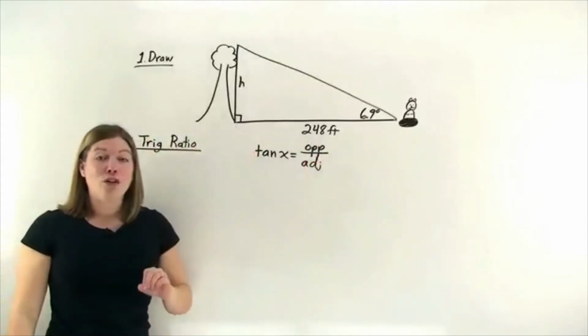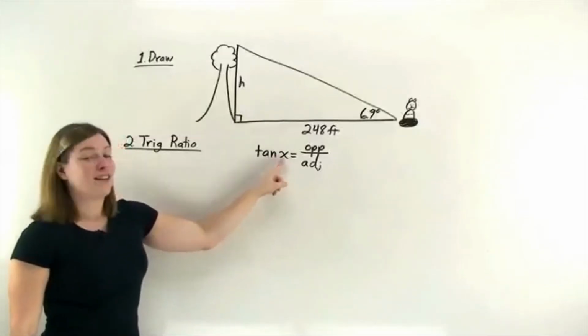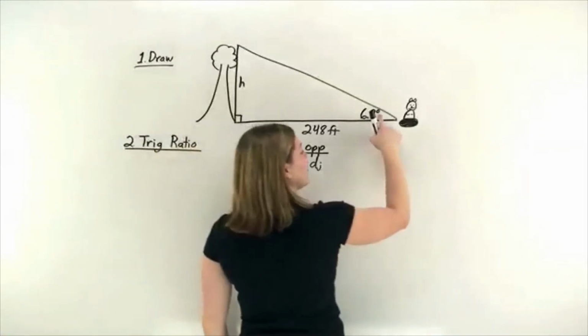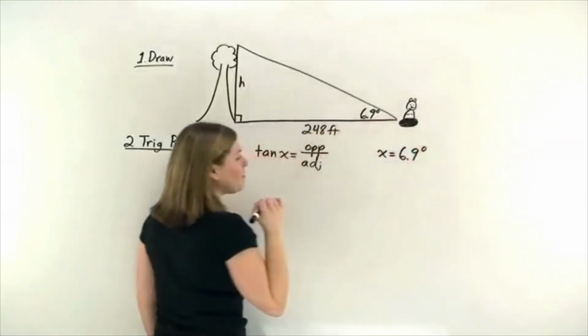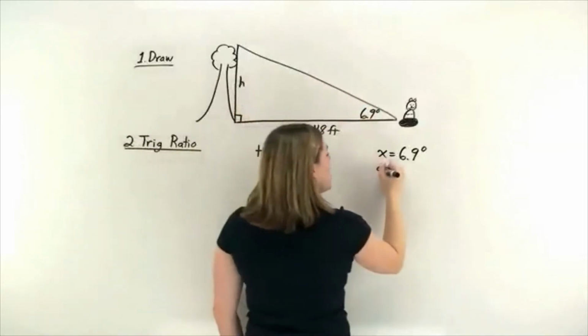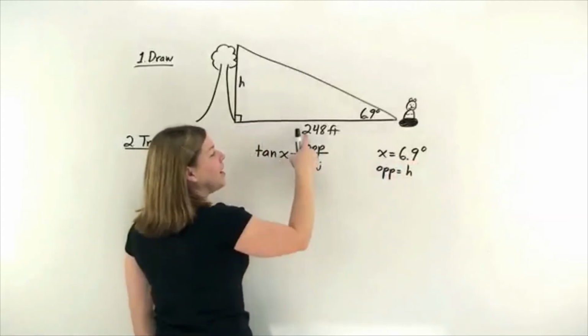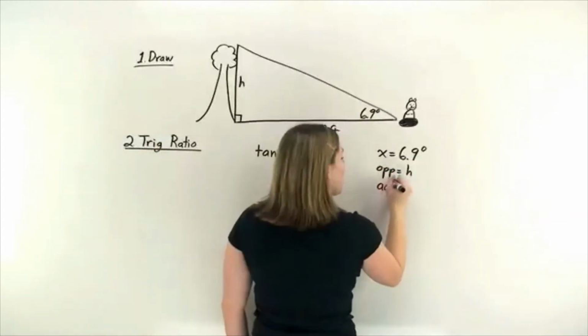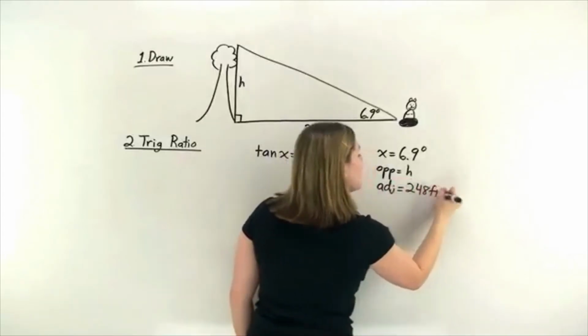So let's find all the different pieces and then plug them into this ratio. Here, x is our angle. We're looking at this, our angle of elevation. So x is 6.9 degrees. The opposite side sits across from our angle. That's h. That's the measurement that we're looking for. And the adjacent side sits next to our angle, but is not the hypotenuse. Our adjacent side measures 248 feet.